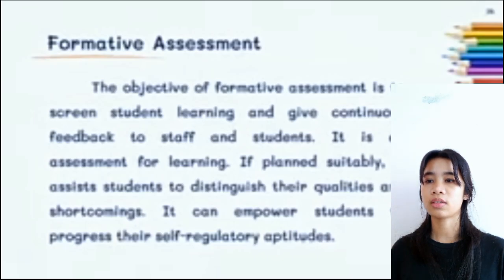Formative assessment. The objective of formative assessment is to monitor student learning and give continuous feedback to staff and students. It is an assessment for learning. It plans suitably. It assesses students to distinguish their strengths and weaknesses. It can empower students to progress their self-regulatory aptitudes.